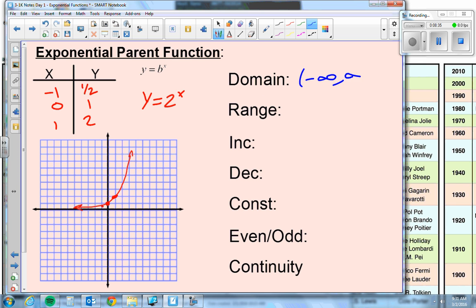Now, the domain is all the numbers. The range is what? The positives or the non-negatives? It does not include 0, so it's only the positives.